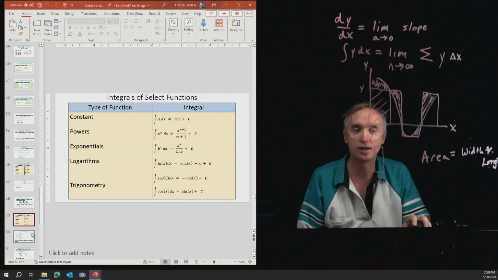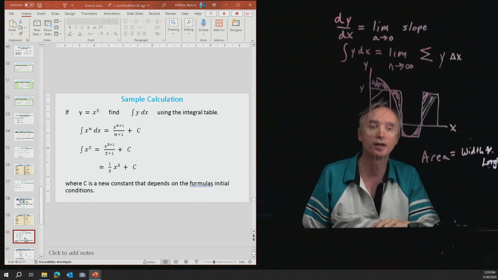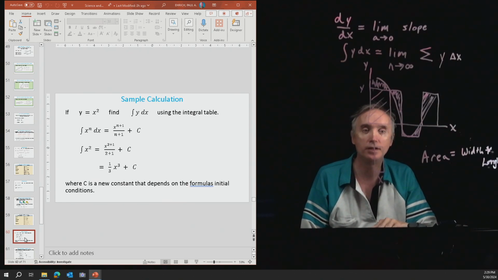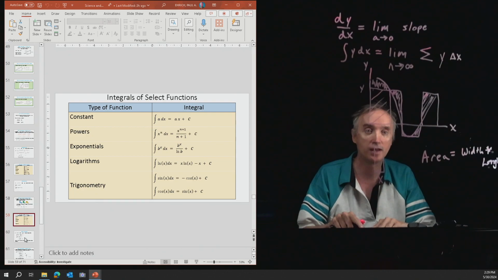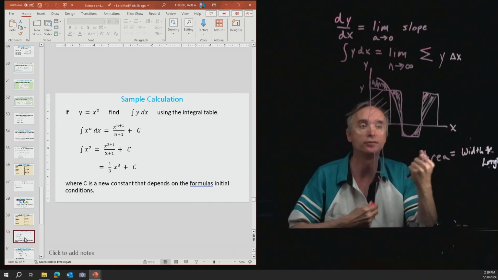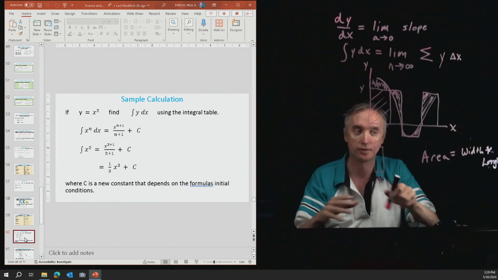So let me give you an example of how we might use this. So here's a sample calculation. So y is going to be equal to x squared. Find the integral of it. So we want to find the integral of y dx using this table. Okay, so first we're going to write down our, let me erase some of this here.